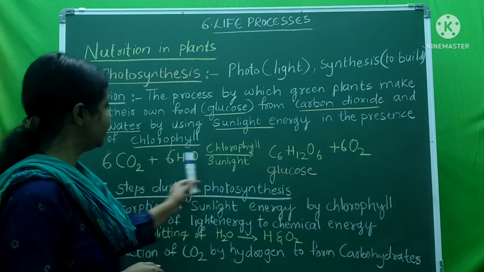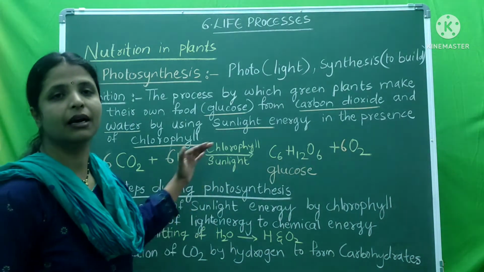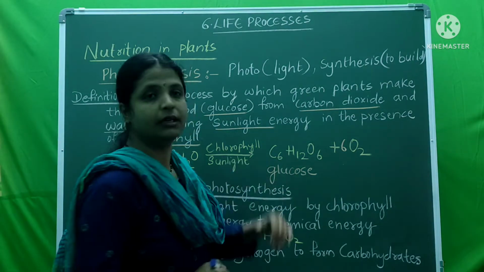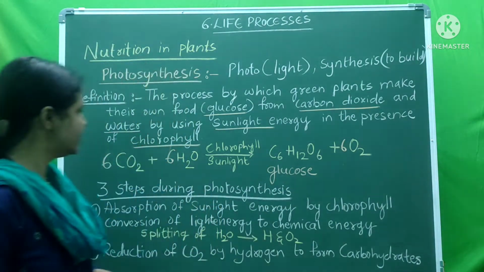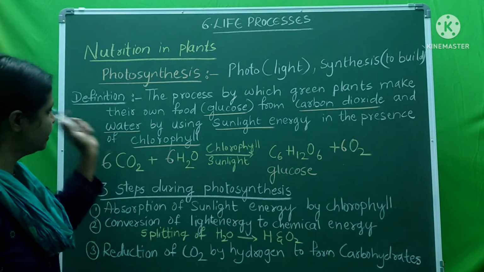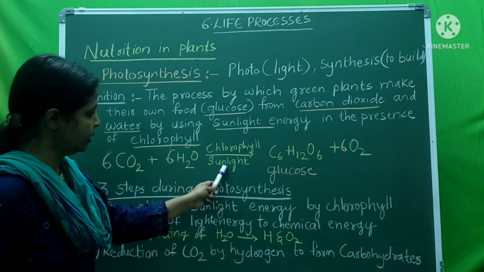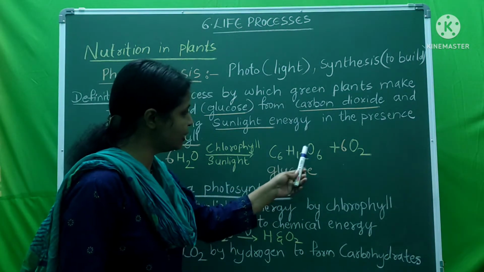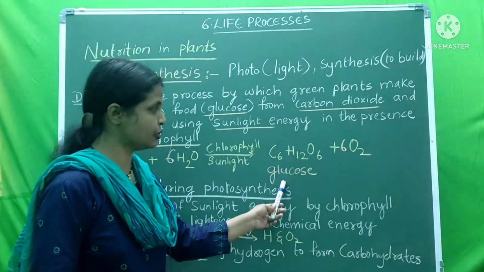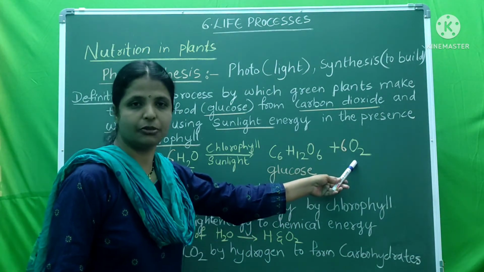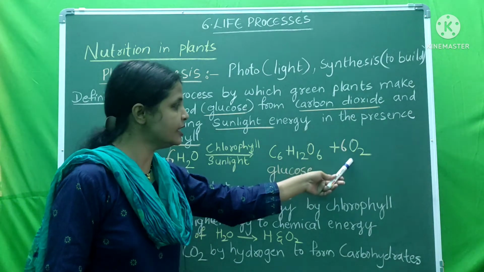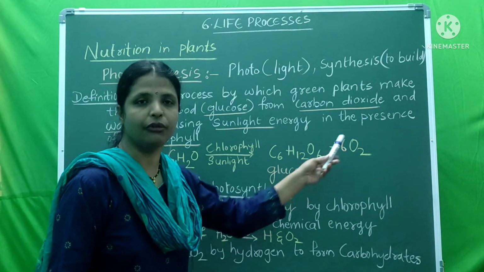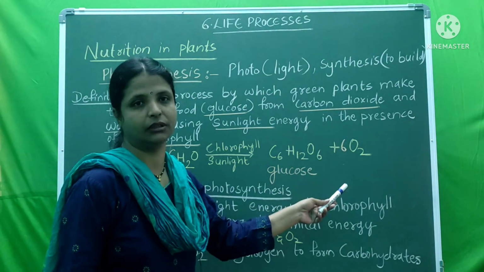Let us see how to put this in an equation. This is most often asked even in your examination, the definition as well as the reaction of photosynthesis. Carbon dioxide plus water, using sunlight in the presence of chlorophyll, gives us C6H12O6, that is nothing else but glucose, and oxygen is also produced. Oxygen is not used by the plants; it is excreted back. That is the oxygen we use for breathing.